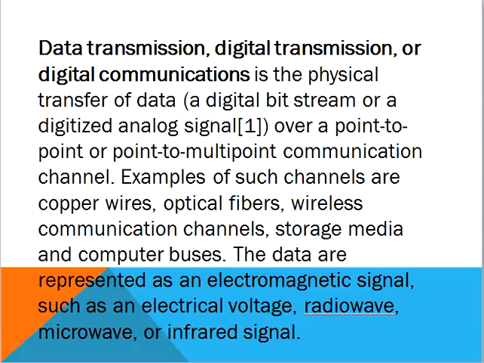It is a physical transfer of data over a point-to-point or point-to-multipoint communication channel. For example, copper wires, optical fibers, wireless communication channels, storage media, and computer buses. The data are represented as an electromagnetic signal, such as an electrical voltage, radio wave, microwave, and infrared signal.